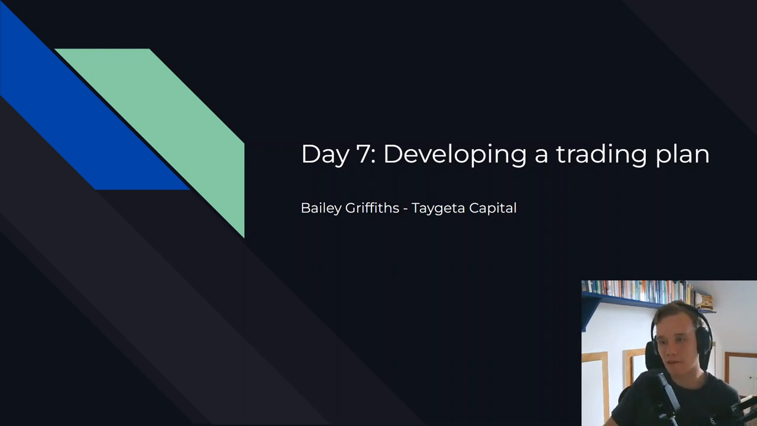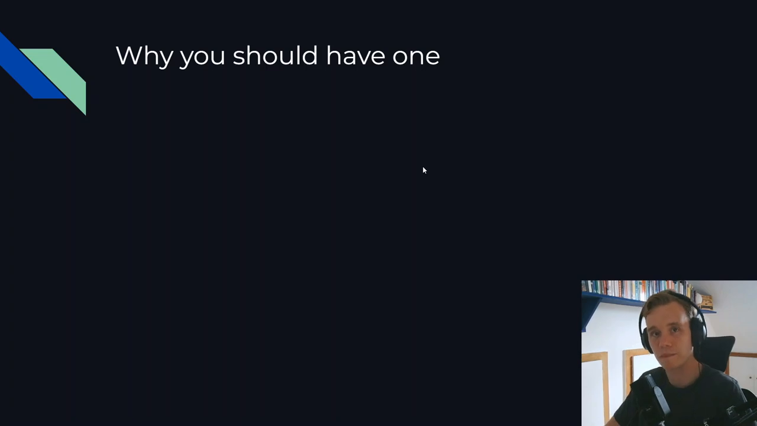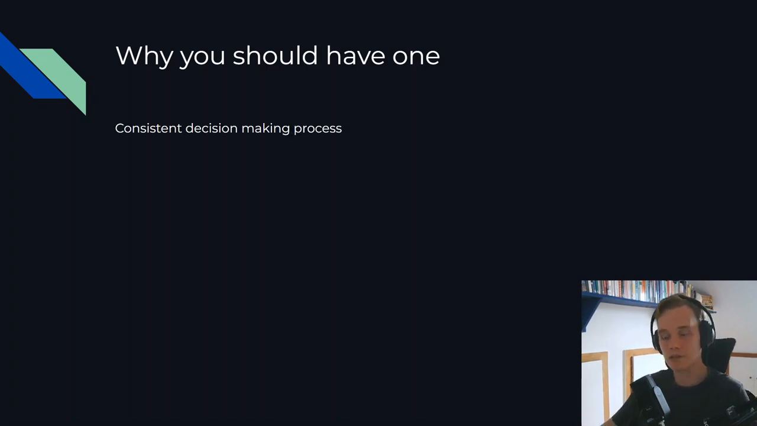So day 7, developing a trade plan. First up, we are going to speak about why one should have one. Now, keep in mind that notion of a boundaryless environment, so it is up to us to implement rules to operate within. First up, it helps with making consistent decisions. It's a consistent decision-making process. It helps us to act within the alignment of what it is that we need to be doing.